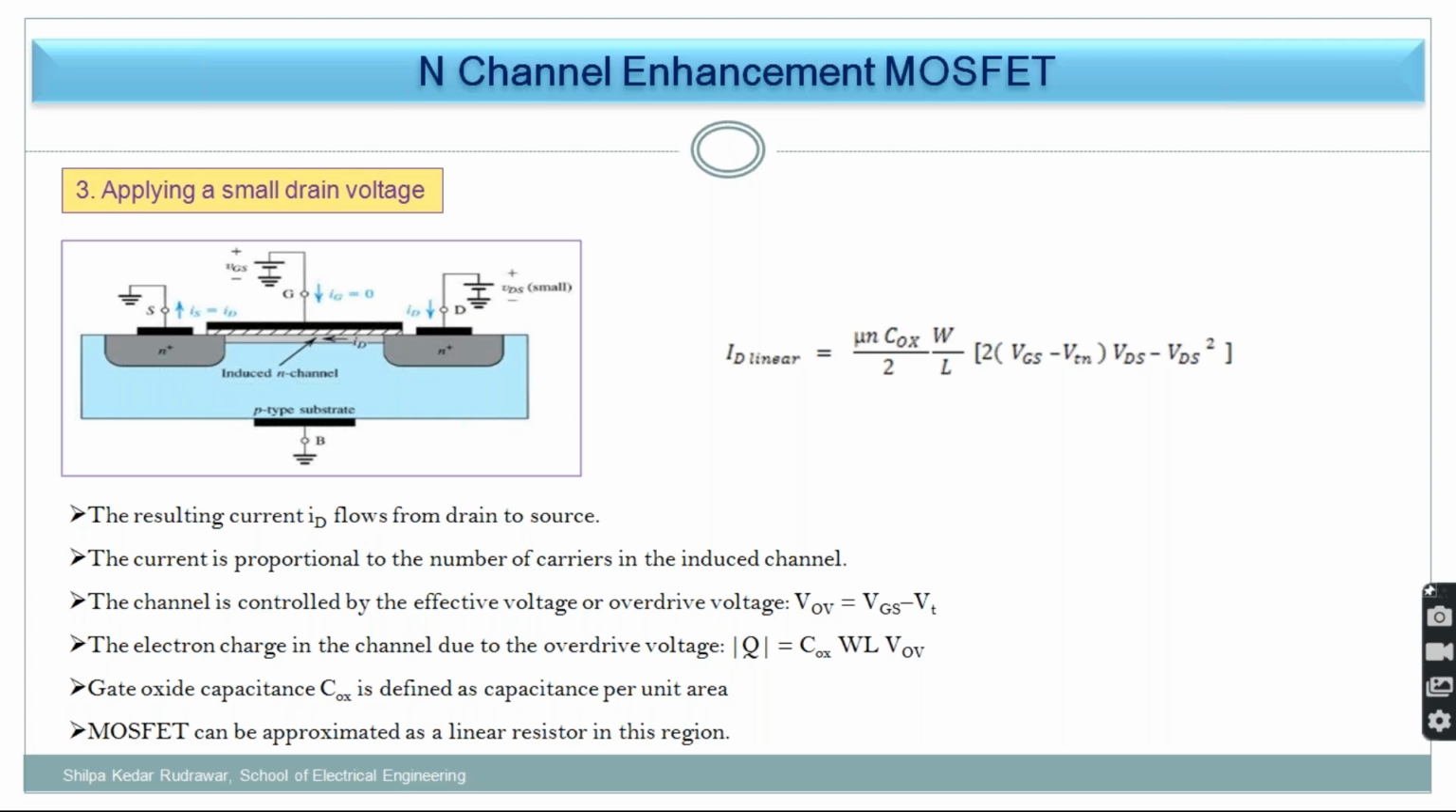Suppose VDS is applied, what will happen because of that? The voltage at this point VGS is different from VGD, because previously the source was at ground and this was also ground, but now you have increased VDS. So at this point, the voltage will be more than at this point. And because of that, what will happen?